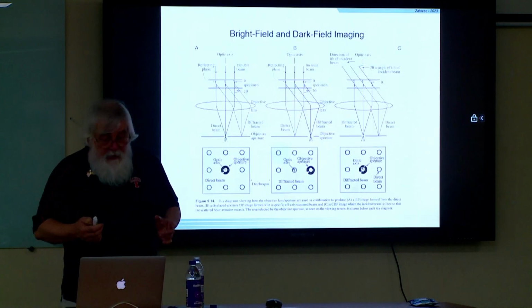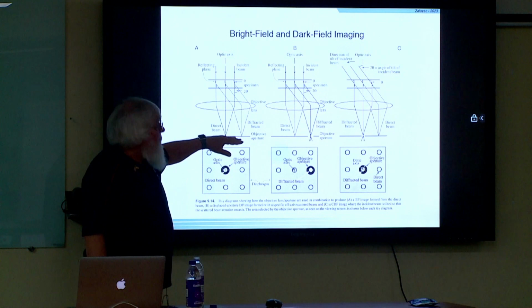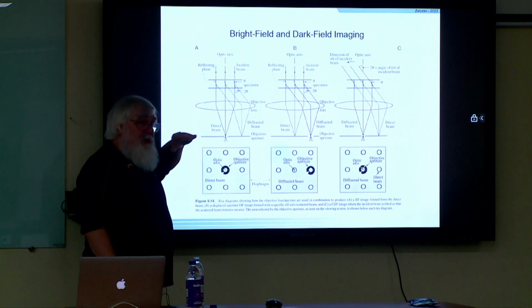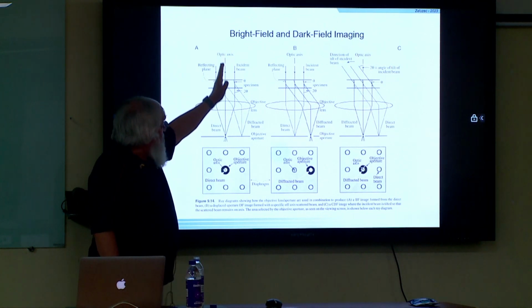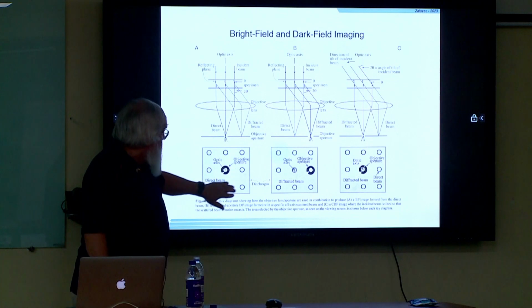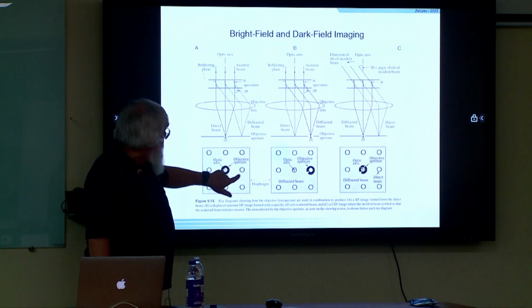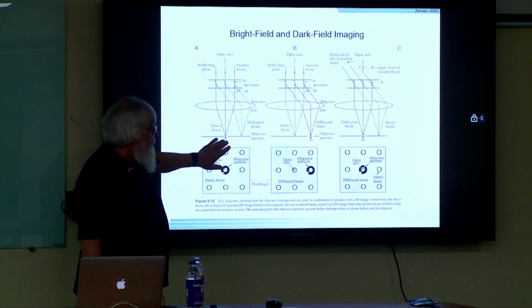Now, bright field and dark field imaging are actually fairly simple. We have an aperture called the objective aperture. It's in the back focal plane of the diffraction pattern. We let the beam come straight through. When we want a bright field image, we use an objective aperture to block out all the diffracted beams and just put an aperture around the central beam. That gives us our bright field image.